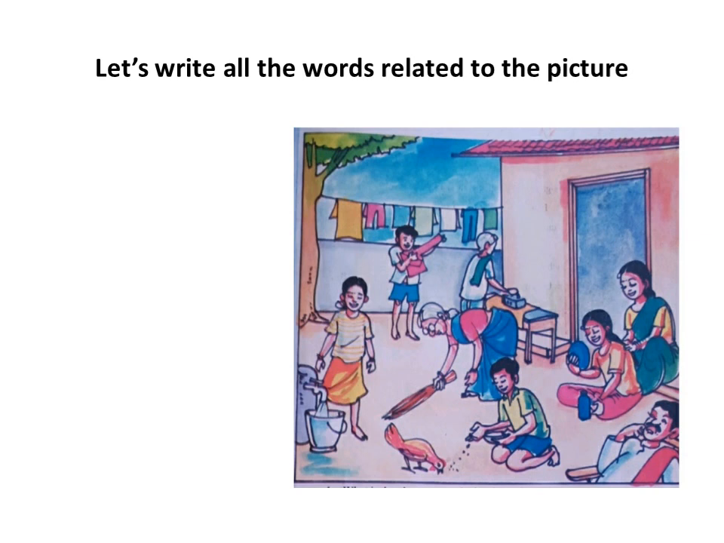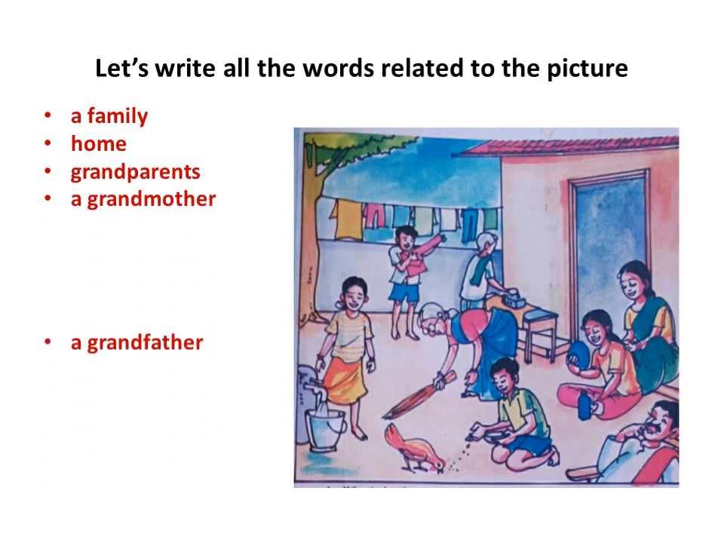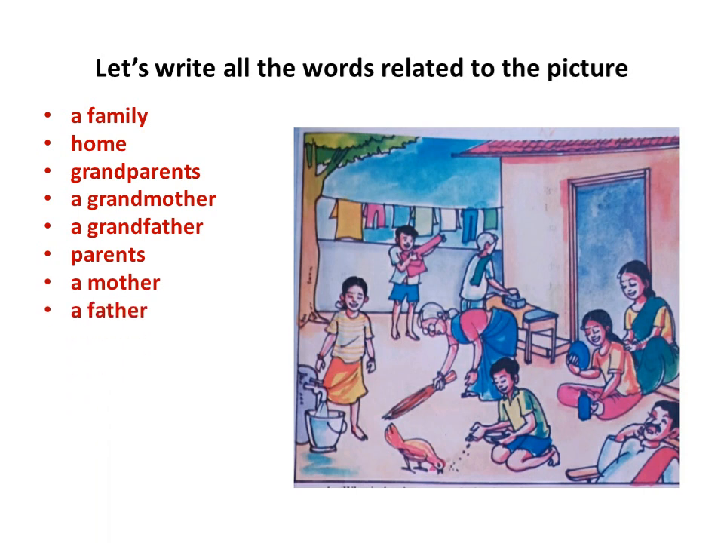First, let's write all the words related to the picture. A family. A home. Grandparents. A grandmother. A grandfather. Parents. A mother, a father, children, sons, daughters, girls, boys, a tree.